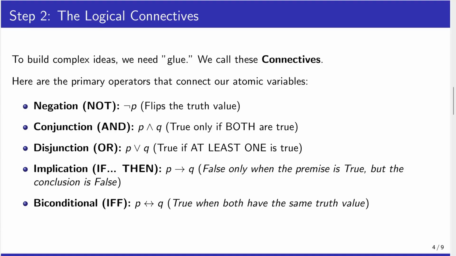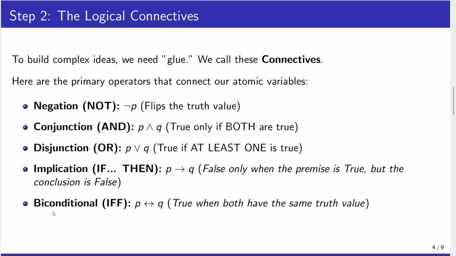Fourth is implication, or the if-then operator. It's represented by a right-pointing arrow. This one works like a promise. The statement P implies Q is only considered false when the premise P is true, but the conclusion Q turns out to be false. In all other cases, the rule holds true.